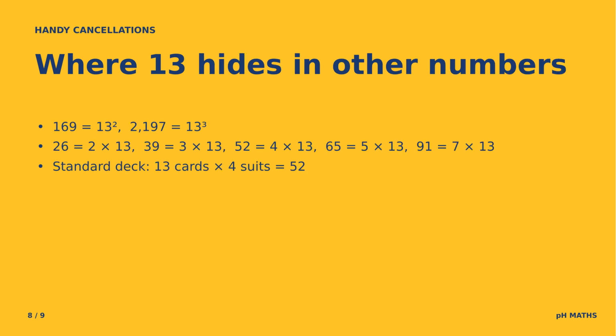Where 13 hides: 169 is 13 squared. 2197 is 13 cubed. 26, 39, 52, 65, 91, all multiples of 13. And 91 is the sneaky one. It looks prime, but 91 equals 7 times 13. Spot that and you'll save yourself trial dividing every prime up to 10. Always check 7 and 13 on awkward 2-digit factorizations.